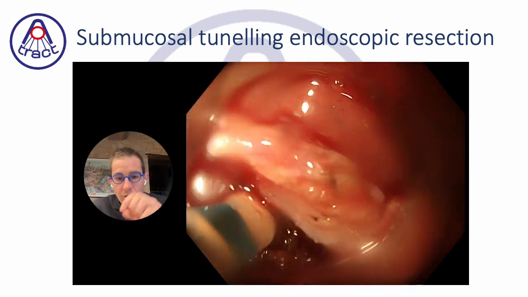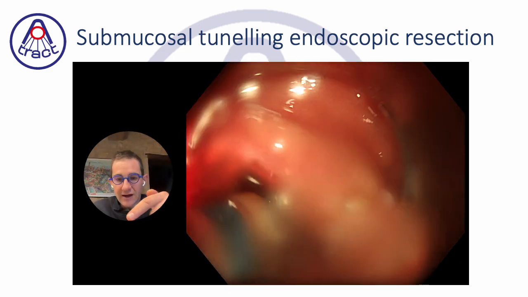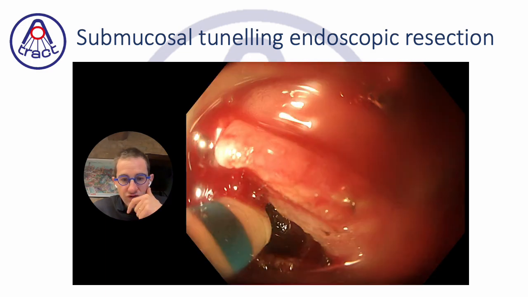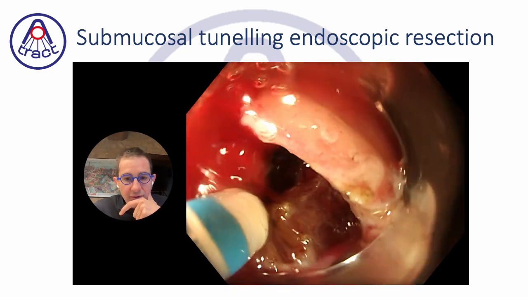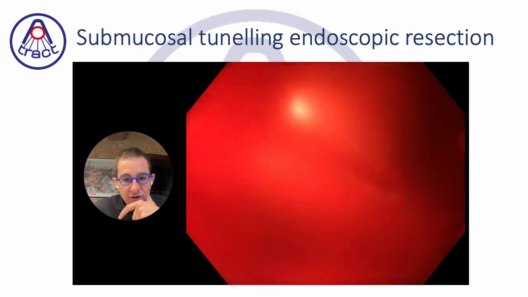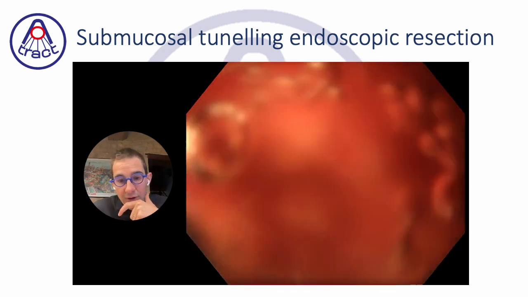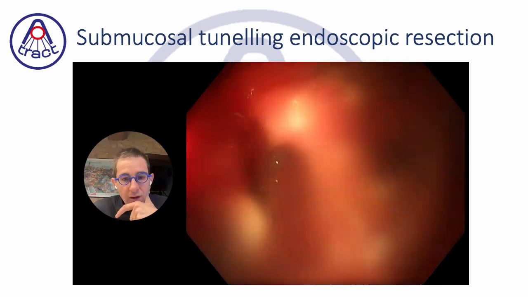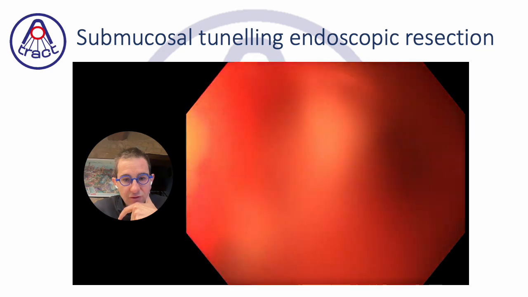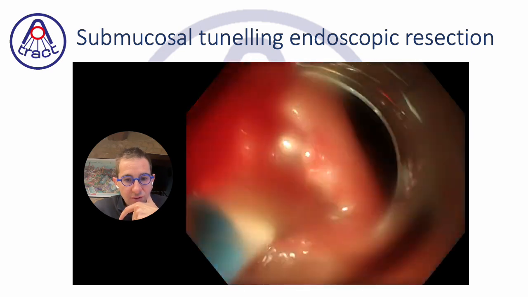I usually do small marking on the axis of the tunnel to reach the lesion, because sometimes once the injection is done, the lesion disappears completely, and it's sometimes difficult to be sure of the axis of the tunnel.